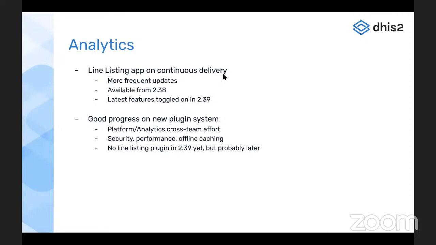The next point here is we have made a lot of good progress on new plugins for the dashboard. This has been a collaborative effort between the analytics team and the platform team. This means that the dashboard plugins will be more secure, performant, and allow for better offline caching. Unfortunately, we did not complete the line listing plugin for this initial release of 2.39, but we're hopefully going to get it in as soon as possible.